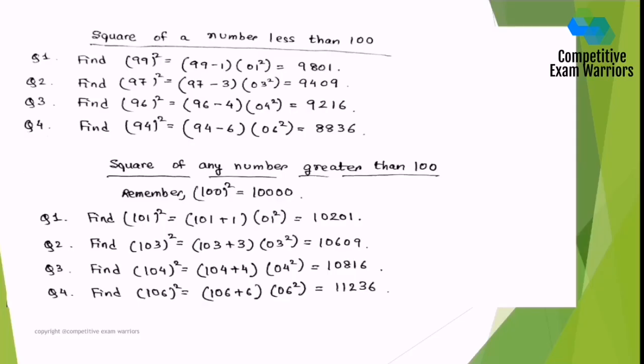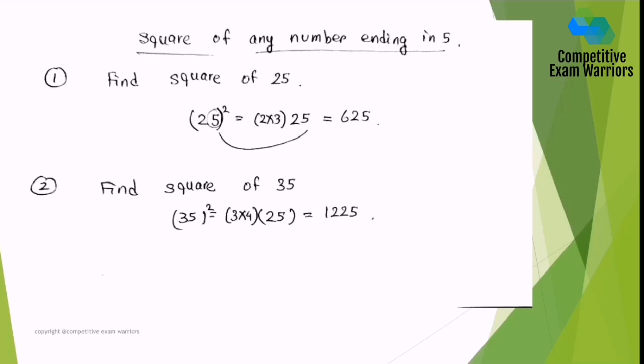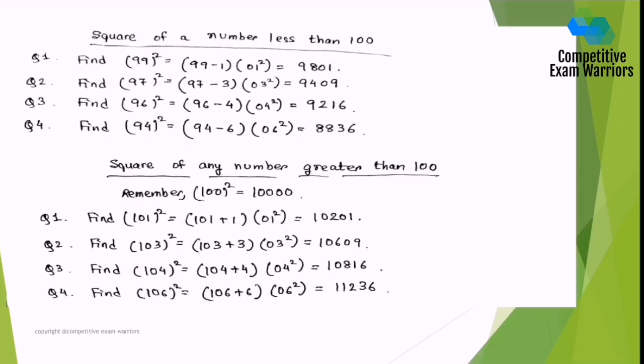Now let's come to the last category, that is square of a number. Sorry for that, this is not the last category, this is the second last category. Here you need to find the square of a number less than 100 and greater than 100, and the last one will be something different. So let's look at it also.